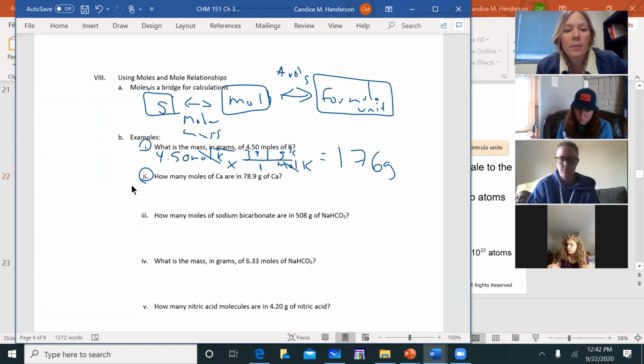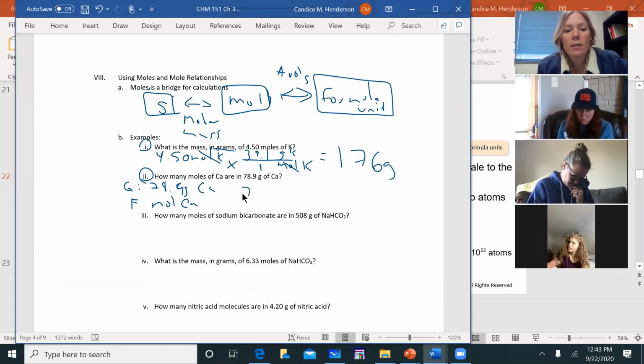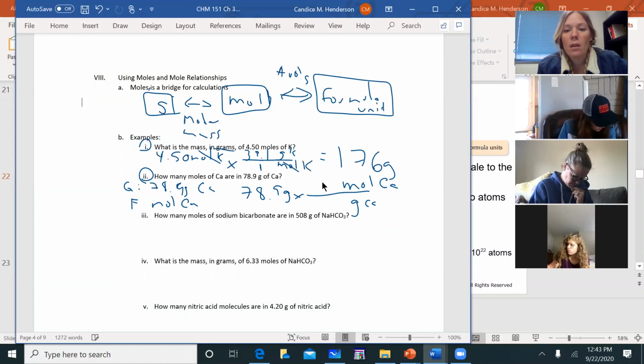So second one here is going in the other direction. We're given grams, right? We're given that we have 78.9 grams of calcium. And we want to find moles of calcium. So start with our given, 78.9 grams. Gram needs to go on the bottom, mole needs to go on the top, and it's specifically moles of calcium, grams of calcium. The mole gets the 1 value, the gram gets the numerical value.